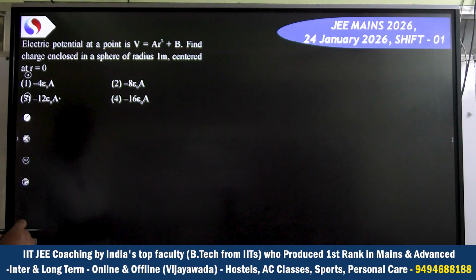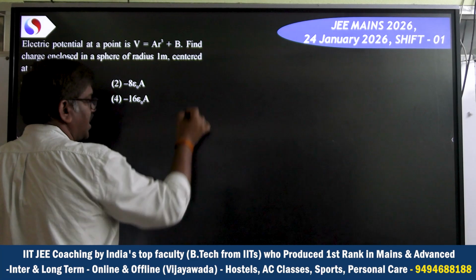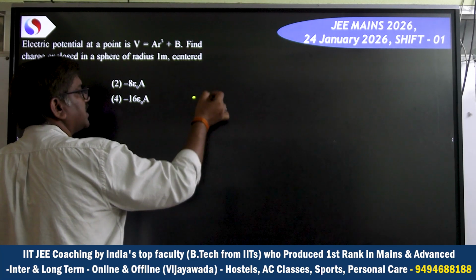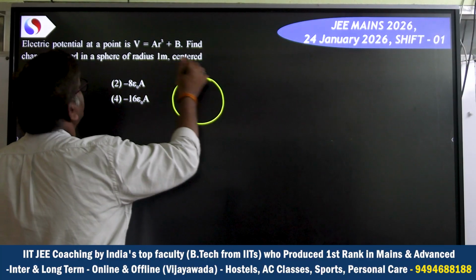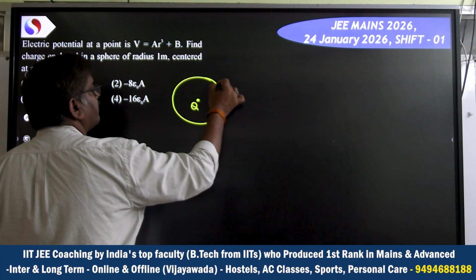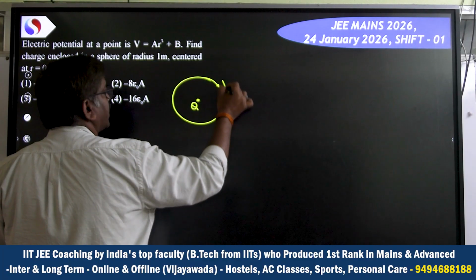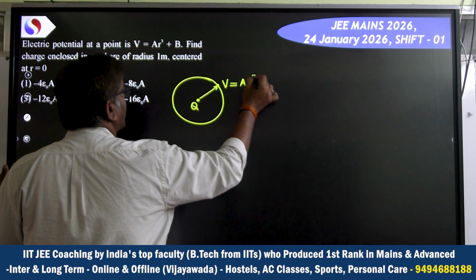Electric potential at a point is V equals AR cube plus B. Find the charge enclosed in the sphere of radius 1 meter centered at R equals 0. Okay. So now there is a charge at the center of the sphere, and the potential at any point because of the central charge varies. So potential is given to you in terms of the radius R as AR cube plus B.